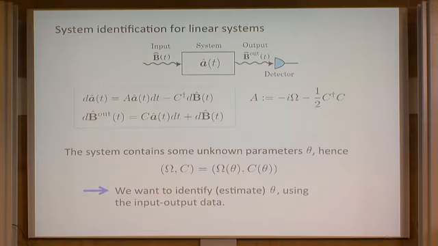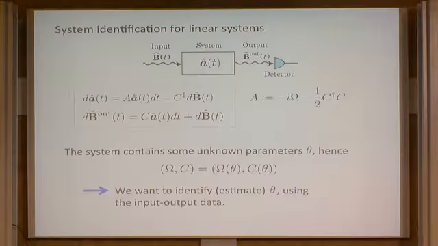As we have seen, omega and C contain some parameters to be estimated, theta. So the problem of system identification is that we want to identify or estimate theta using the input and output data. So this is the system identification problem in our case. It's very simple, isn't it?